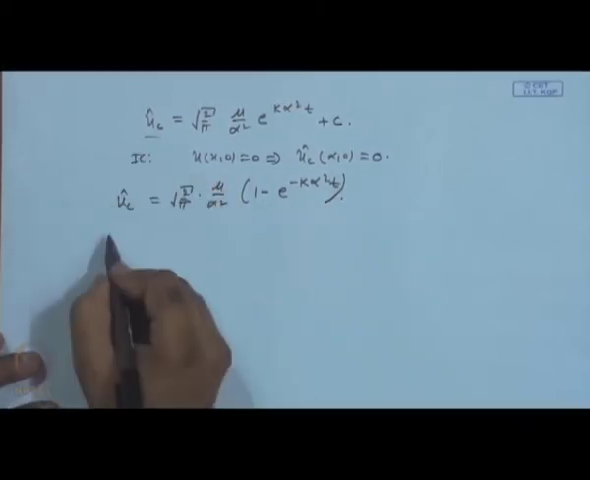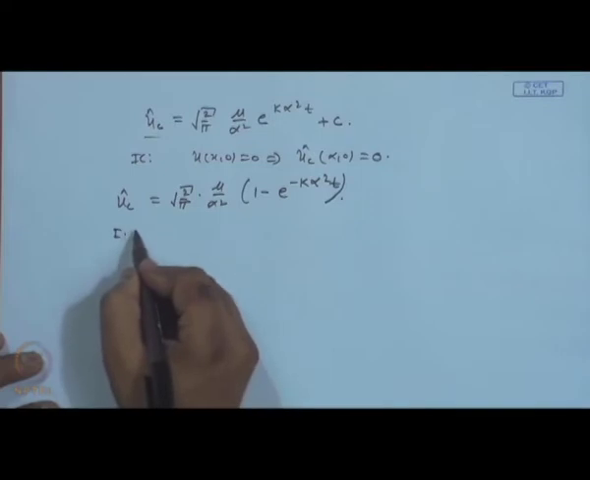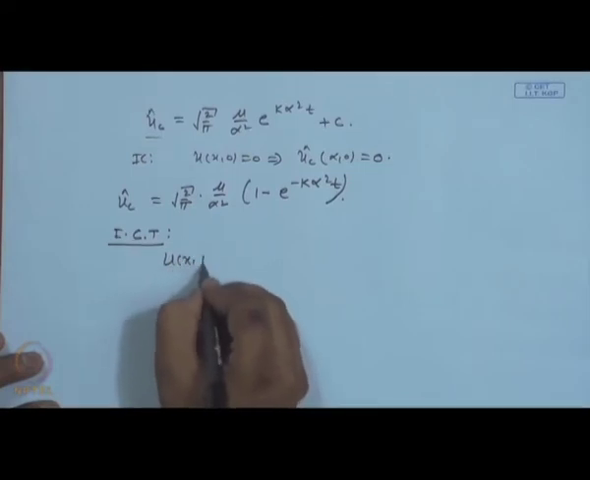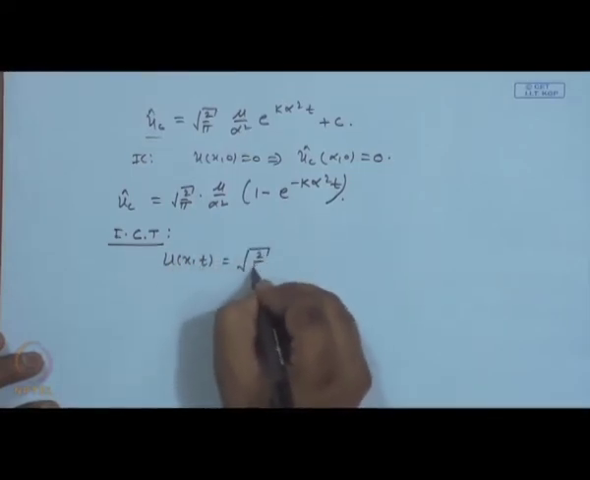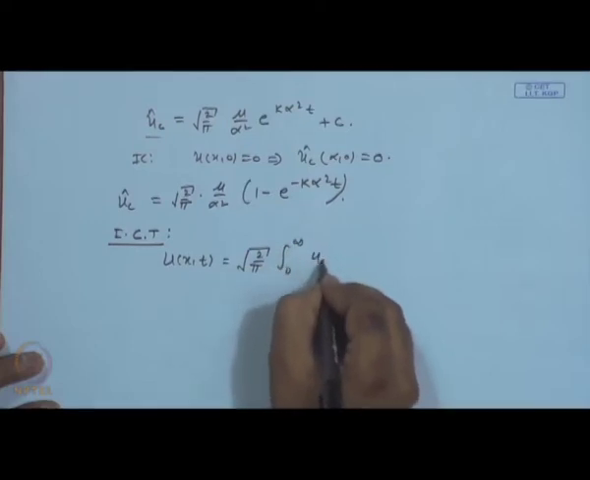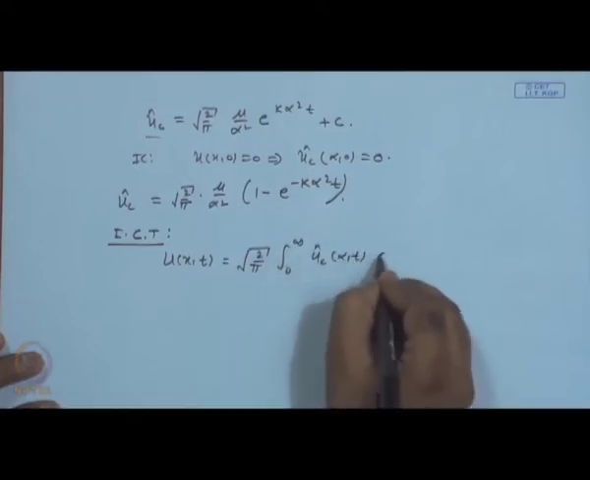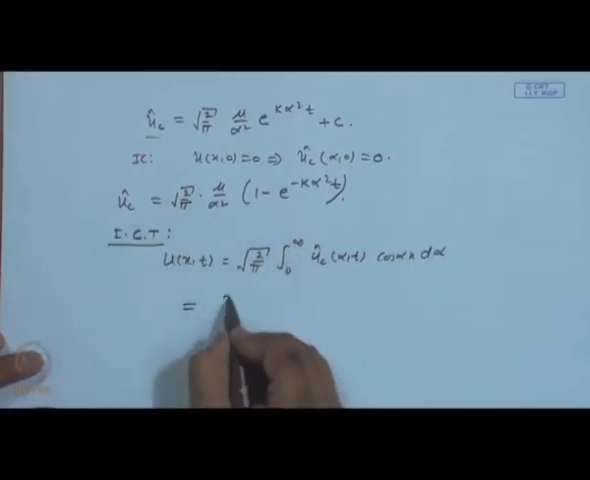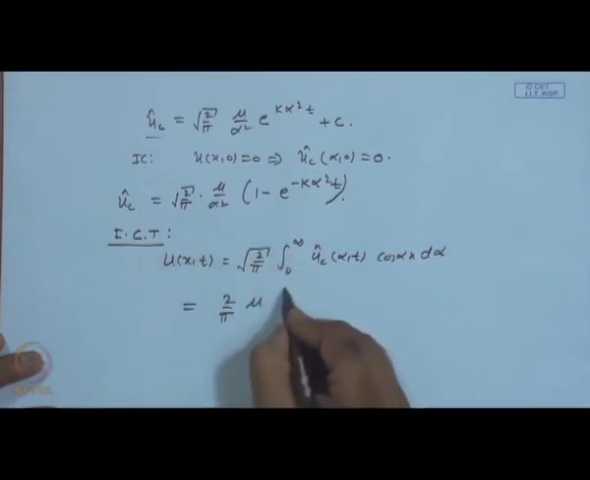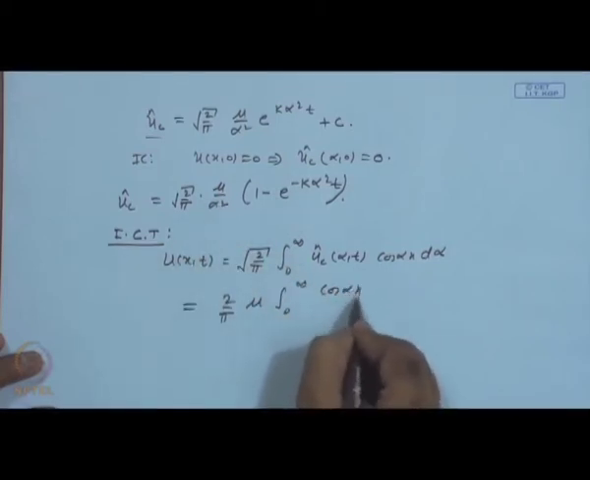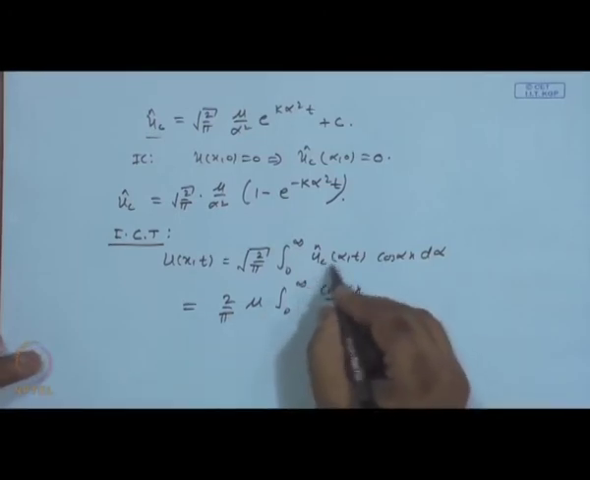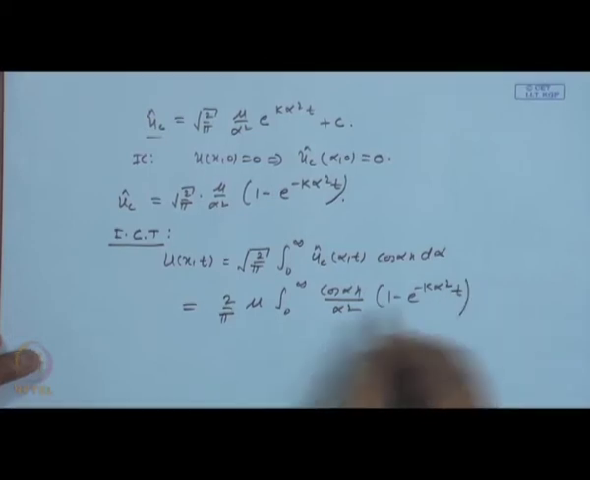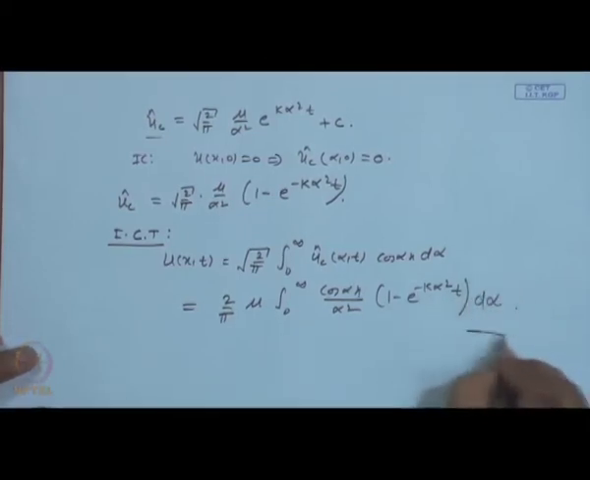And now taking the inverse cosine transform to get the answer u(x, t), that is the square root of 2 over pi, integral from 0 to infinity of û_c(α, t) cos(αx) dα. So we substitute here. We get 2 over pi, this μ, and the integral from 0 to infinity of cos(αx) over α², times (1 minus e^(−kα²t)) dα.